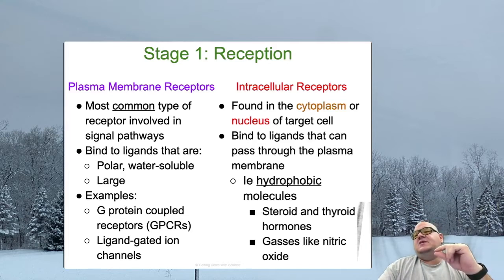Okay. So intracellular receptors are going to be receptors that pick up and bind to ligands that can get through the membrane. They are going to be hydrophobic, and they could be things like steroids and thyroid hormones, and also gases. Some gases can move through the membrane.